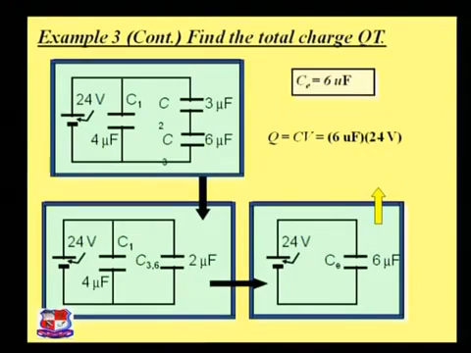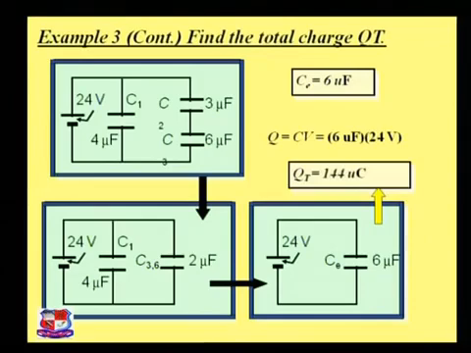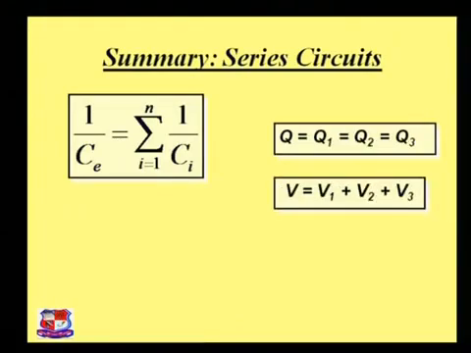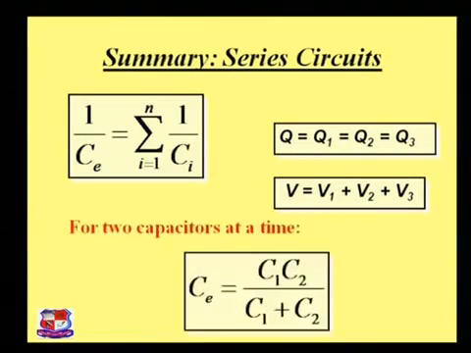Just find out the total charge, that is QT. Q equals C into V. 6 microfarad is the overall equivalent capacitance and V is 24 volts. That gives you 144 microcoulomb, which is the overall charge. Now this is the summary of the parallel plate capacitor, the overall equivalent capacitance in a parallel circuit.